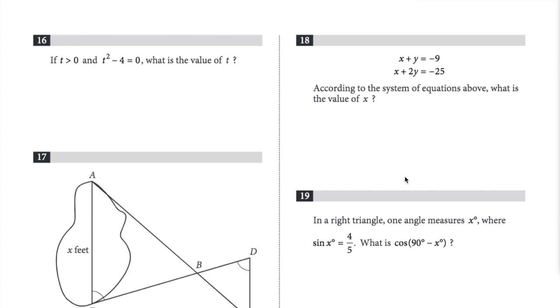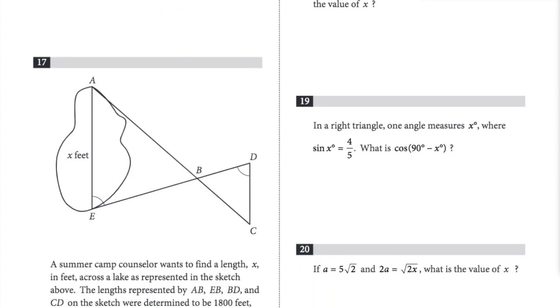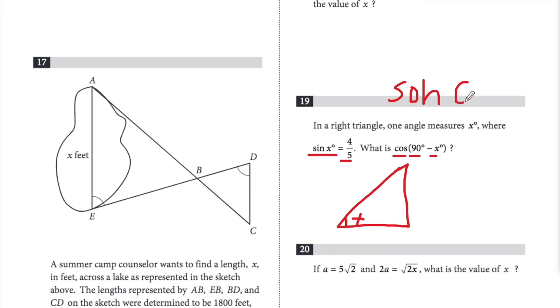Alright, in a right triangle, one angle measures x theta, where sine x theta equals 4 over 5. What is cosine 90 minus that value? So we're going to draw the triangle out. So you're going to say this is angle x, whatever it is, and sine. So sine, remember, is opposite over hypotenuse, because SOHCAHTOA. So I'm going to write that down, the abbreviation, SOHCAHTOA.